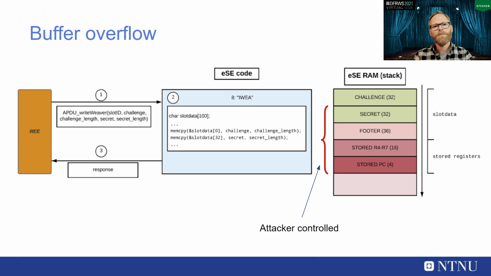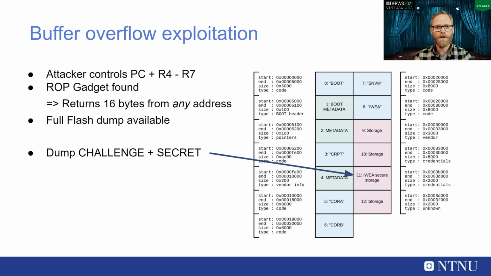You can see that by manipulating the APDU Readweaver, we have a complete buffer overflow, which lets us control the secret of 32 bytes, and then the stored registers, and then the stored program counter. And if we can control the program counter, we can control the execution on this secure element chip. So using this, we could develop a full exploit for this secure element chip from the rich execution environment. We could send in a manipulated challenge and secret, control the stack, and then control execution.